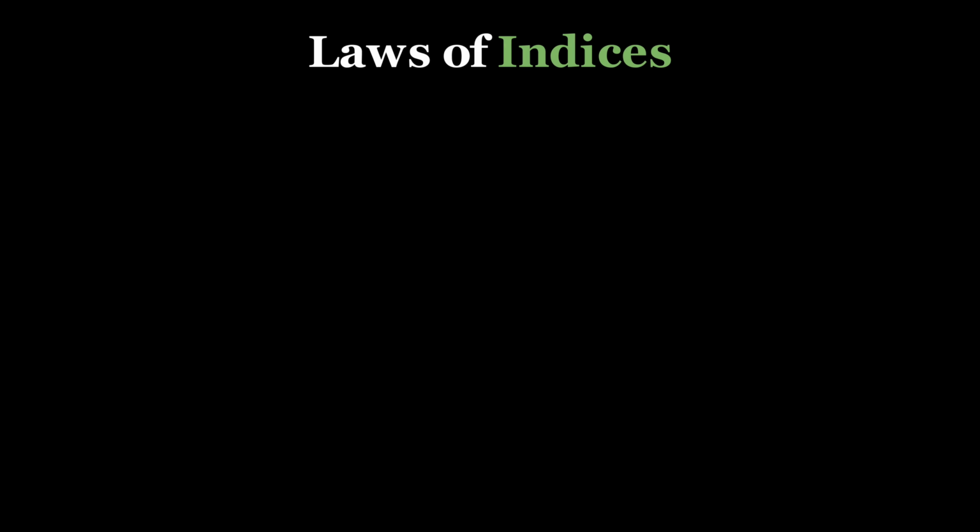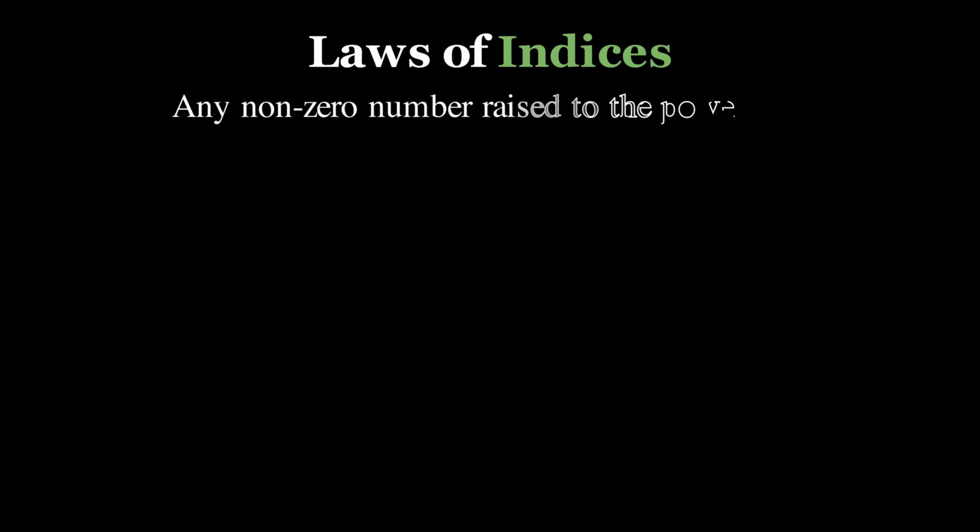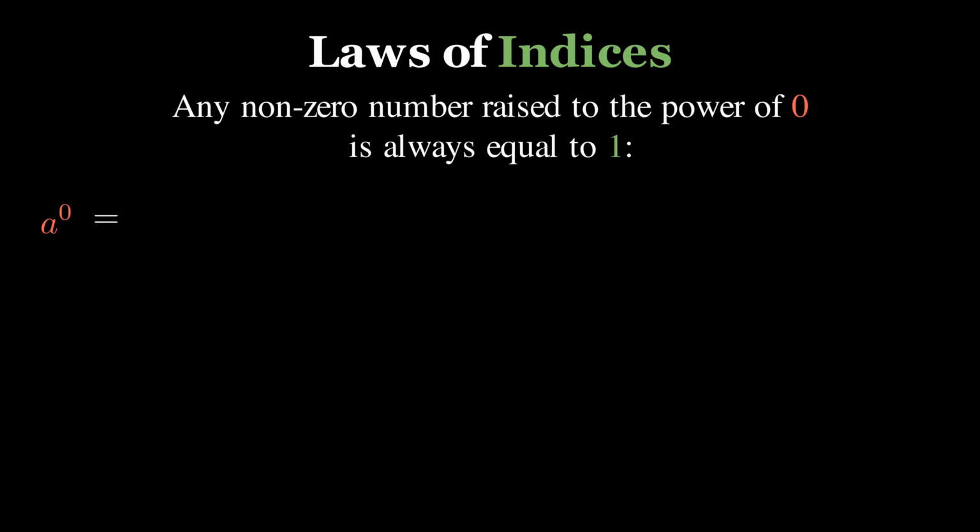Now let's see what happens when a non-zero number is raised to the power of 0. The rule says that any non-zero number raised to the power of 0 is always equal to 1. That means no matter if we have a to the power of 0, 8 to the power of 0 or 395 to the power of 0, it's always going to be equal to 1.